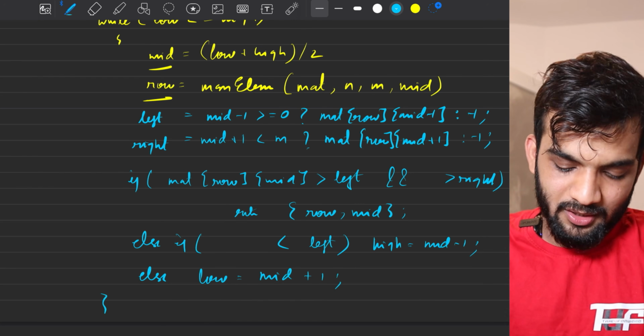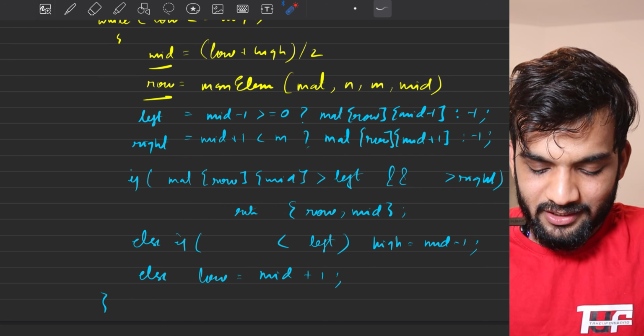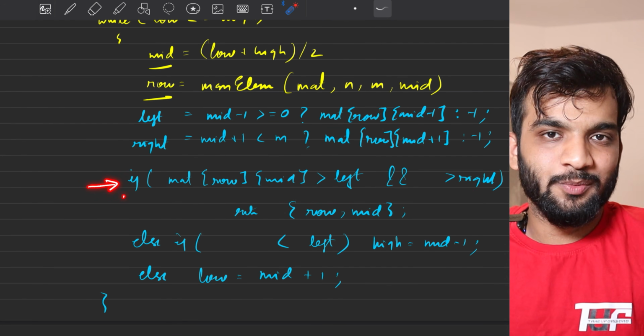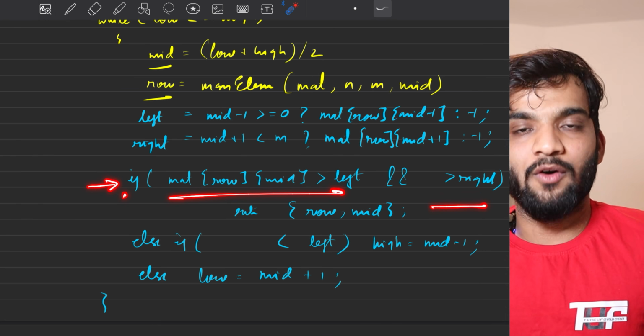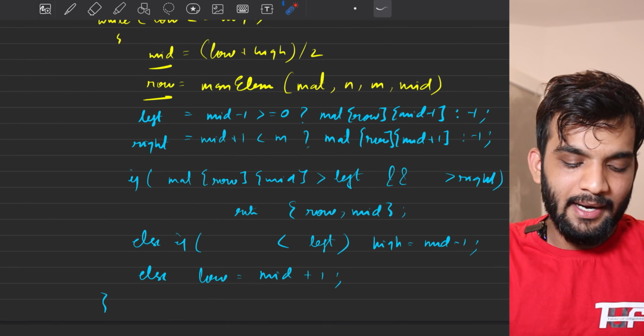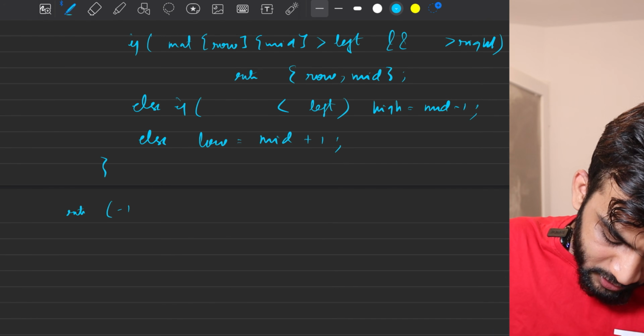That's how it is done, because if this if is false, it means either this is false or this is false. So we just check for else if, and the next else will be following. And at the end, you can just give a dummy return of minus 1.